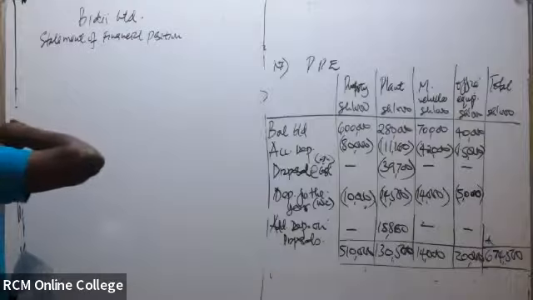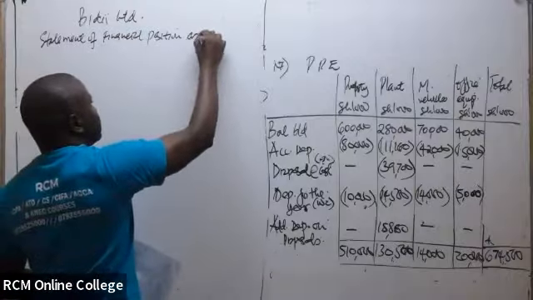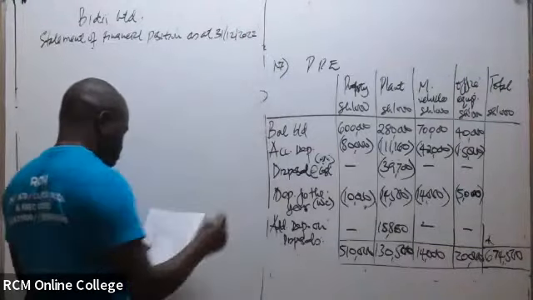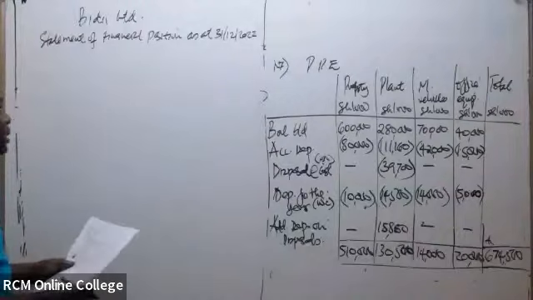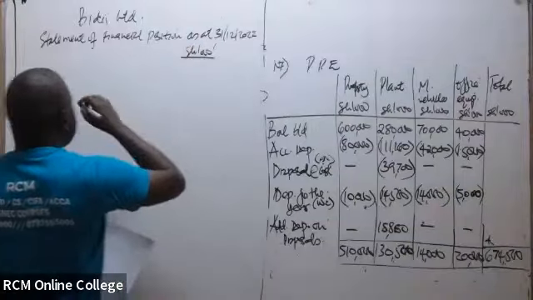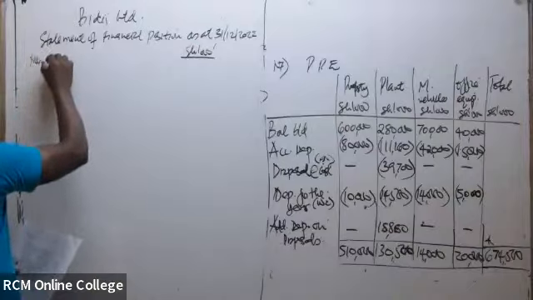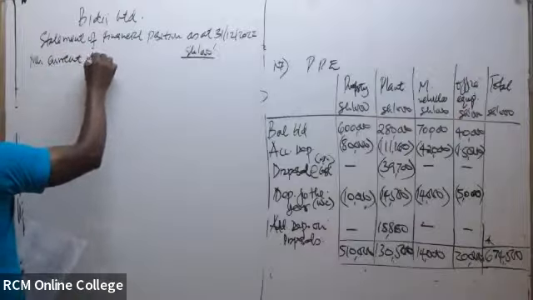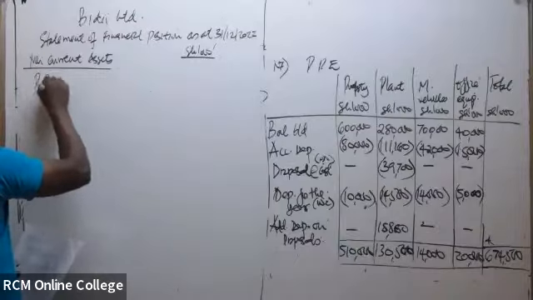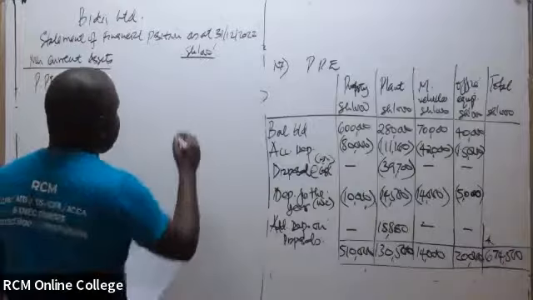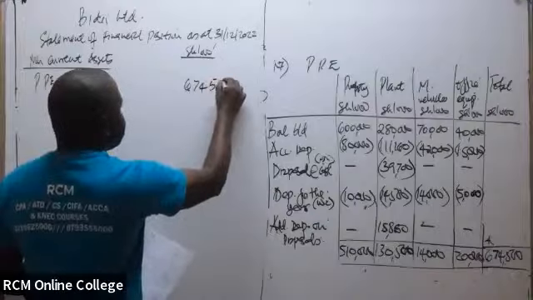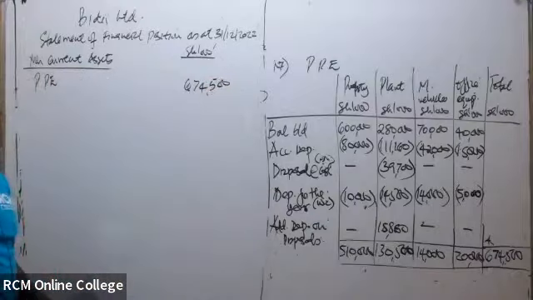BD Limited statement of financial position as at 31st of December 2022. In this case, we have our shillings in thousands. So we can, of course, automatically start with the non-current assets. In this case, we have property, plant, and equipment, which we've gotten 674,500.